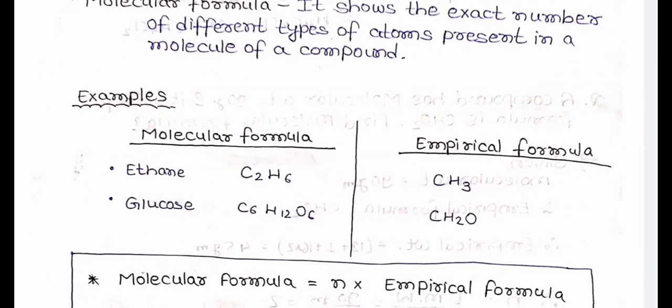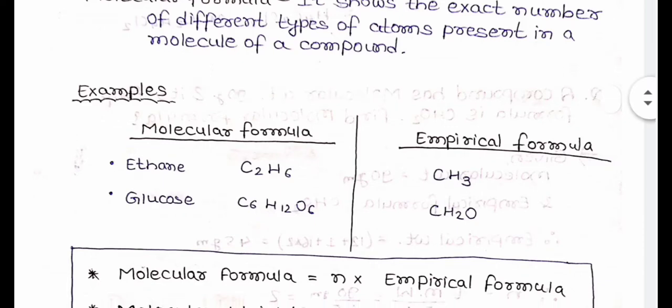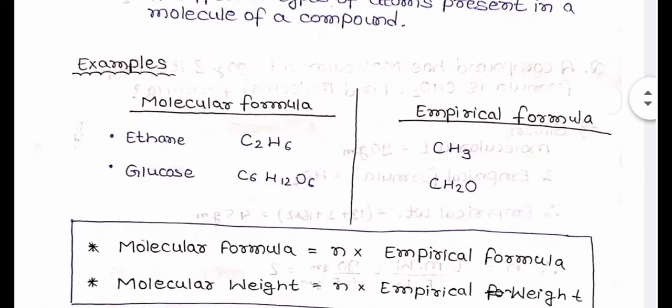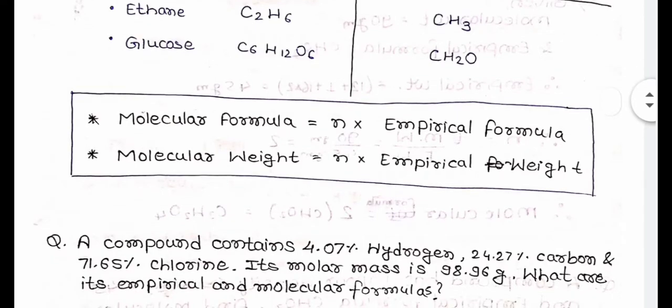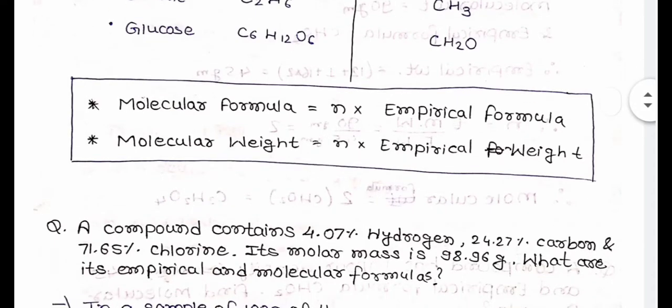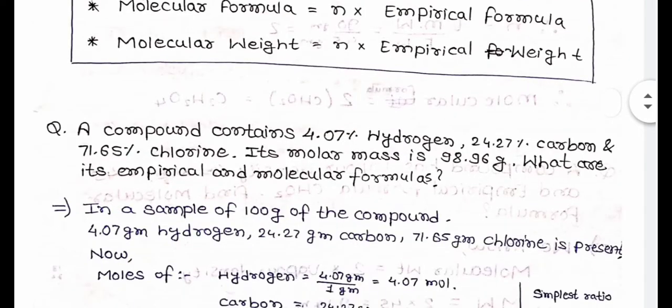Let us take the example of ethane. The molecular formula of ethane is C2H6 and the empirical formula of ethane is CH3, and the molecular formula of glucose is C6H12O6 while the empirical formula of glucose is CH2O. And you can note that molecular formula is equal to n times empirical formula, and molecular weight is equal to n times empirical weight. Let us come to some questions.